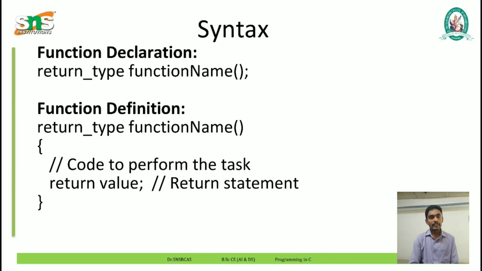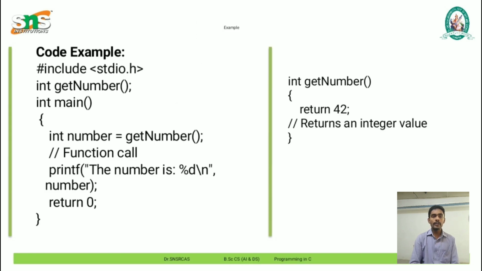Syntax for the category is return type and function name. Actually, we choose there is no argument, but the function should return a value. So we must specify the return type of the function. Return type, function name, and within the curly braces there is code to perform the task, and a return statement and the value to return to the calling function. The value may sometimes be given as an expression like a plus b, a into b, or any other valid C expression. Here is an example.